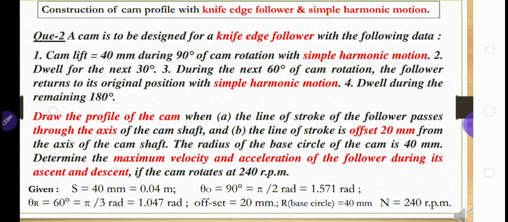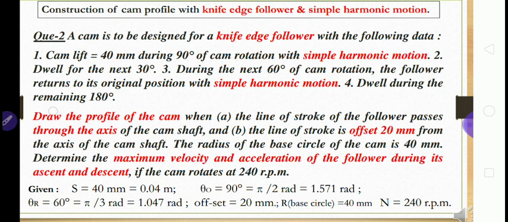That is, we will write the given data. Lift we will represent by S is equal to 40 mm. Convert into meter, it will be 0.04 meter during the 90 degree of the cam rotation with the simple harmonic motion. That is, first outstroke degrees of the cam are given, that is theta O is equal to 90 degree, and it is having a simple harmonic motion.